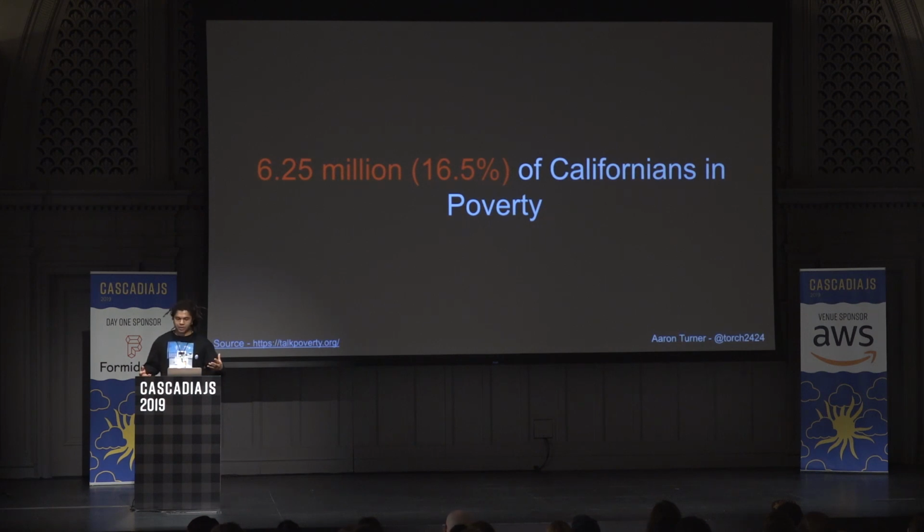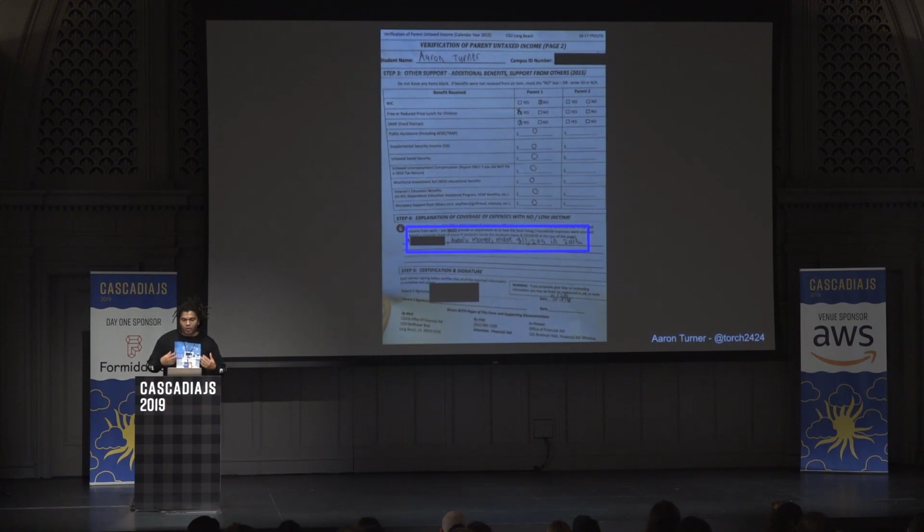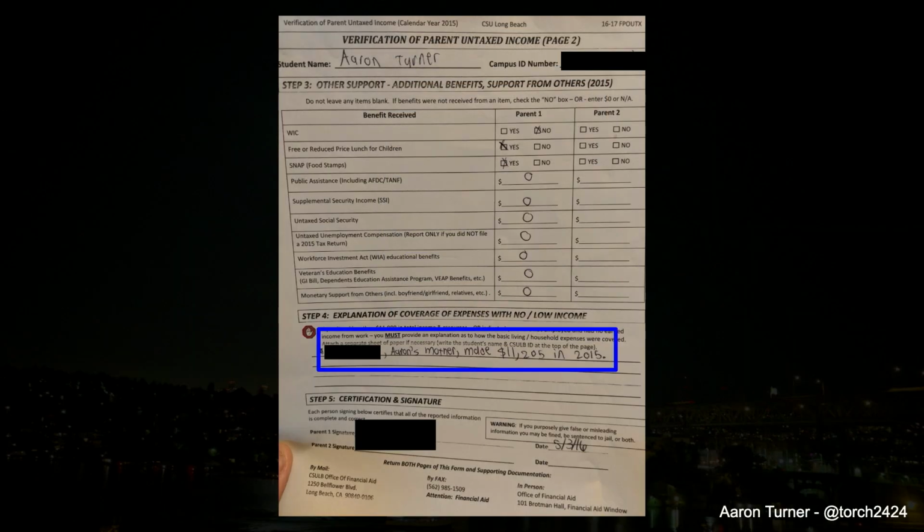And if we take a look at California, which probably has one of the largest tech hubs in the world, Silicon Valley, it's going to be 6.25 million people living in California, which is 16.5% of all people living in California that are living in poverty. But why do I care about poverty? Because I was honestly one of the people living in it.